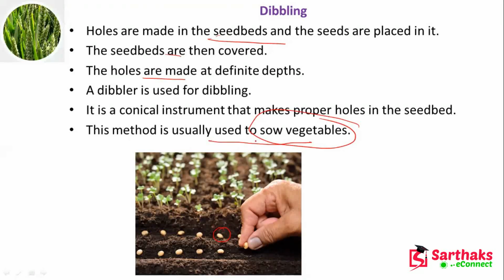So in this, we make some holes in the seed bed, and seeds are placed in them. Then the seed bed is covered. The holes are made at a definite depth, and we use the dibbler so that it makes the same depth for every seed. You should remember, generally we do this for vegetables.